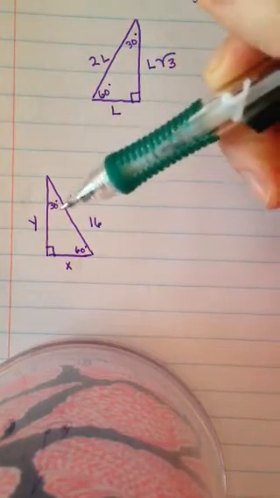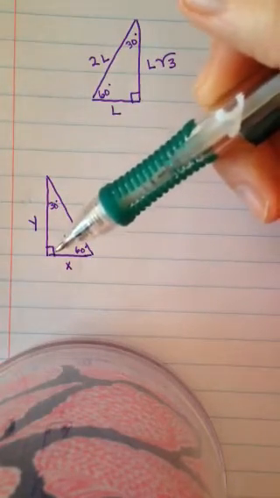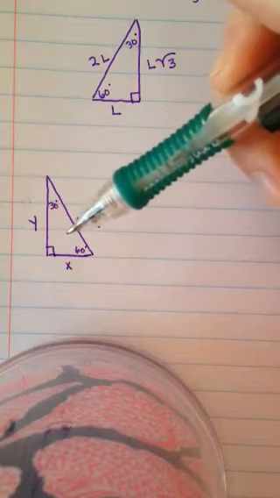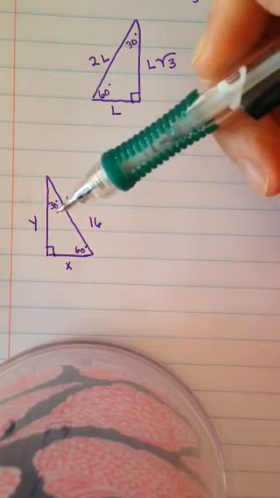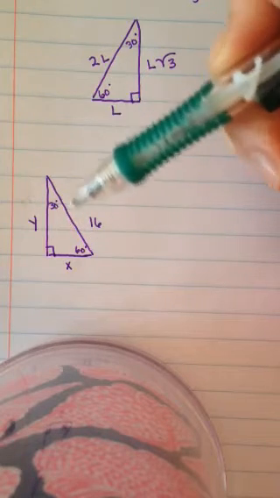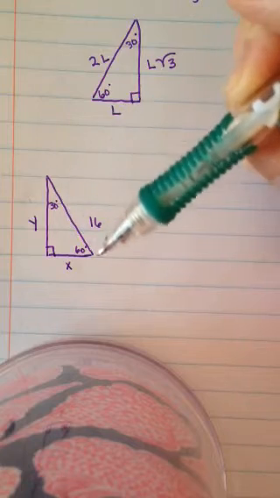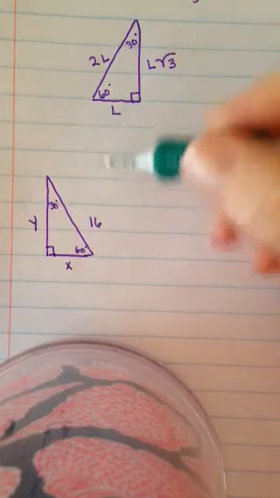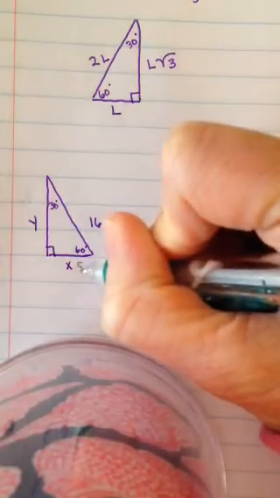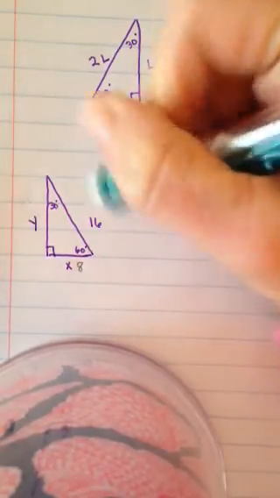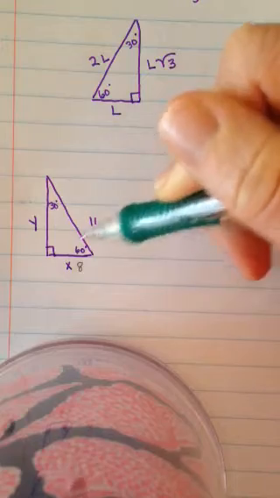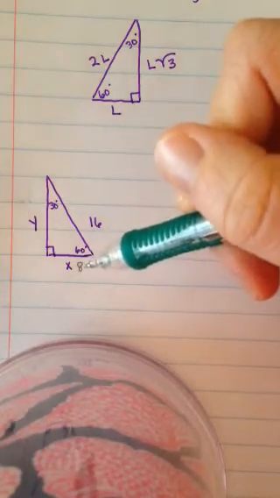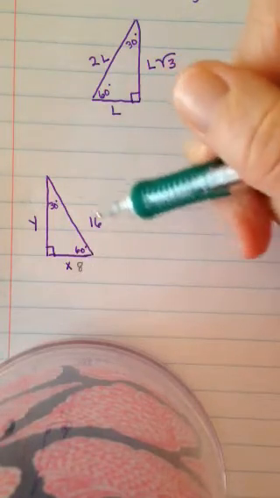All right, so we do have a 30, 60, 90 triangle, so we need to apply our 30, 60, 90 triangle theorem. And that tells us that the hypotenuse is going to be twice the shorter leg. Well, that enables us to see that x is going to be 8 because it's half of the hypotenuse, and the hypotenuse is twice the shorter leg. So if the shorter leg is 8, the hypotenuse is 16.